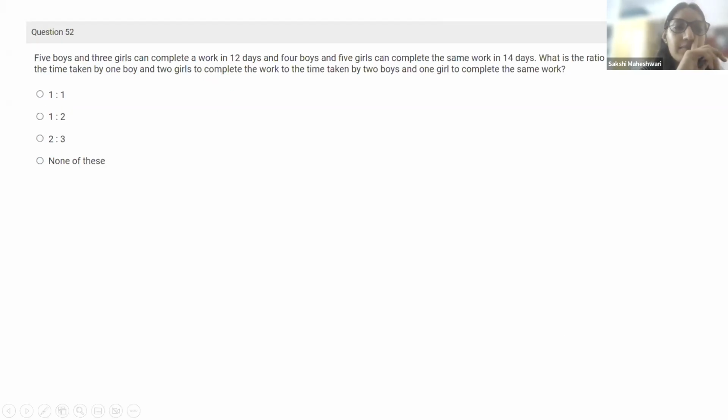See, now 5 boys and 3 girls can complete a work in 12 days, and so on. So what we'll do here is, let's assume that the total amount of work is a multiple of these two, that is 84. So I'm assuming that the total amount of work is 84 units.